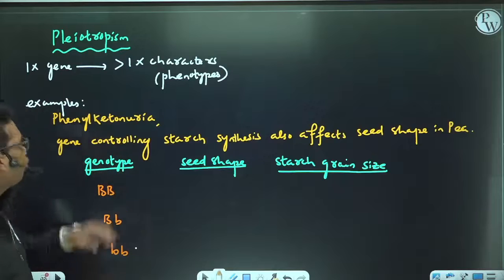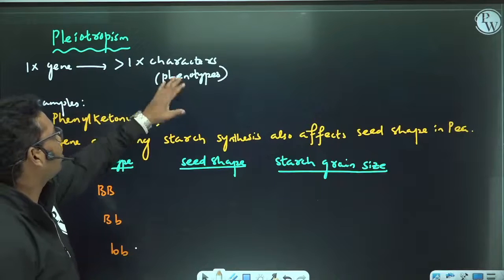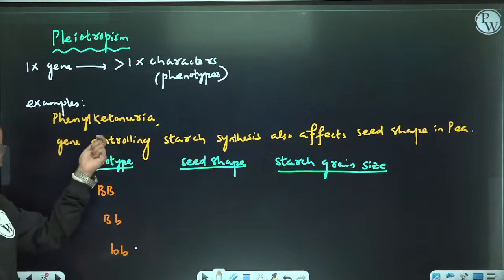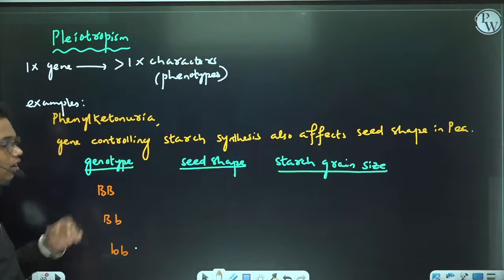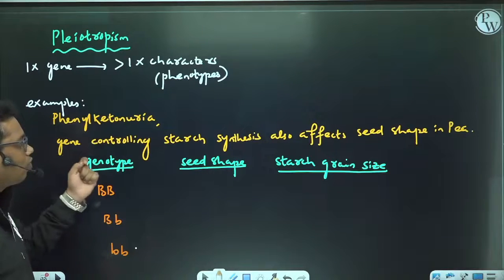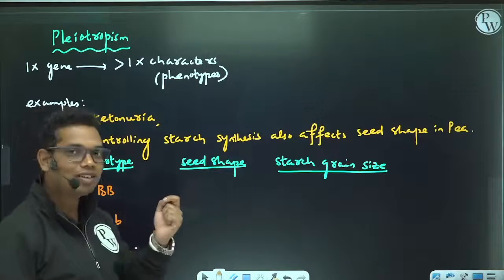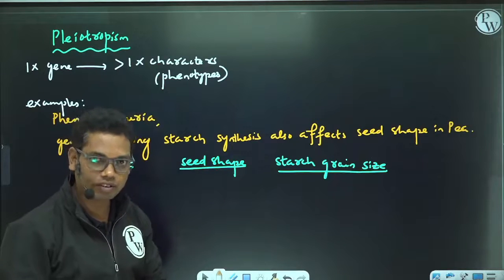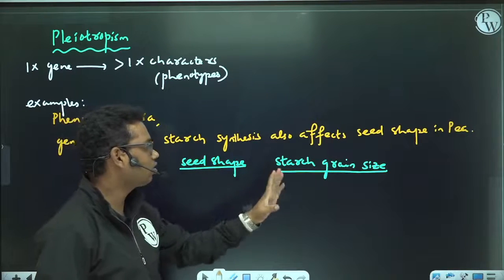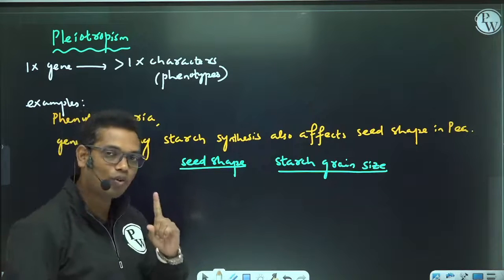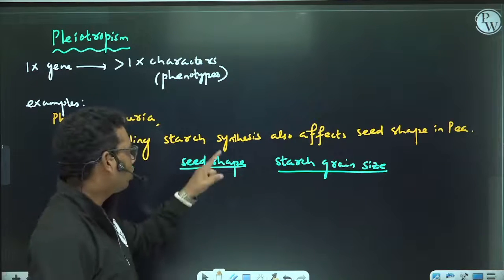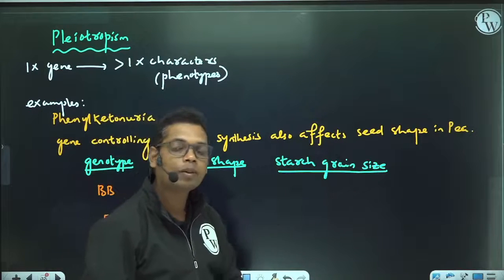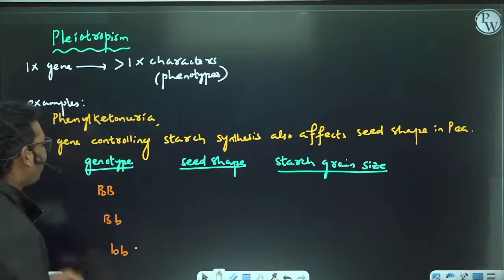This is a phenomenon in which one gene controls multiple phenotypes, more than one character or more than one phenotype. I can take examples like phenylketonuria. We will talk about this in detail later on. And in case of pea plant, a single gene controls two different types of characters. One is seed shape, another is starch grain size. Because one gene is controlling two characters in pea plant, that is why it is an example of pleiotropism.